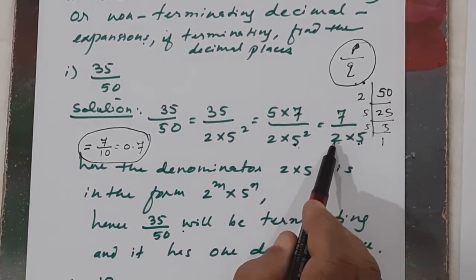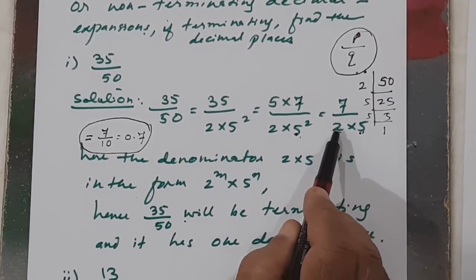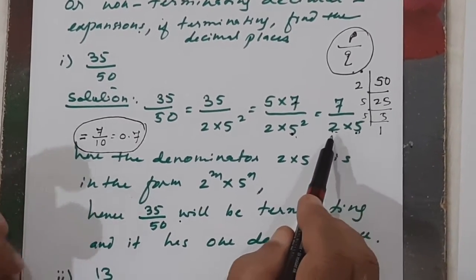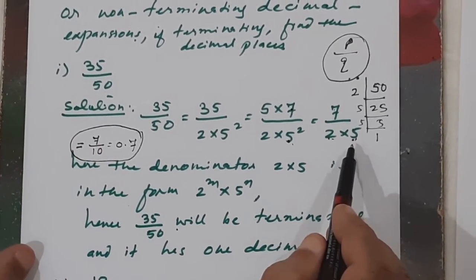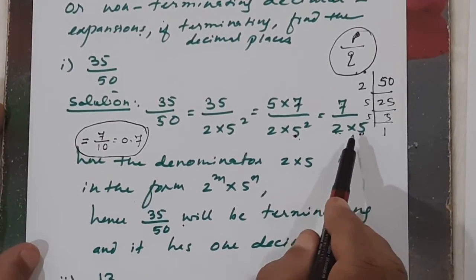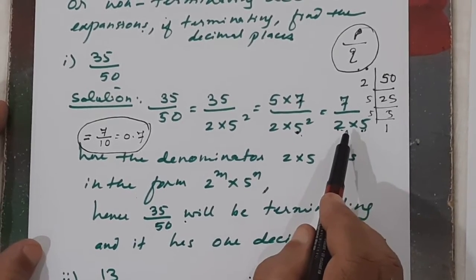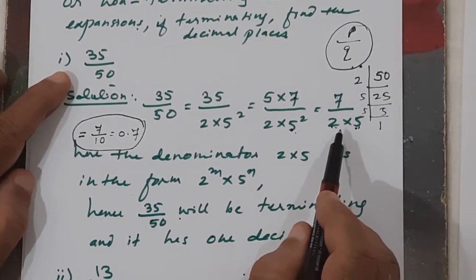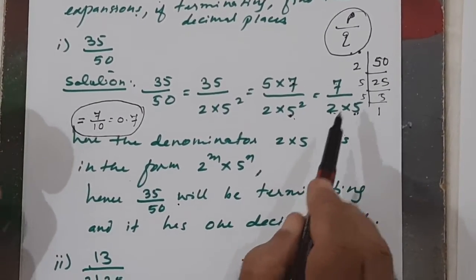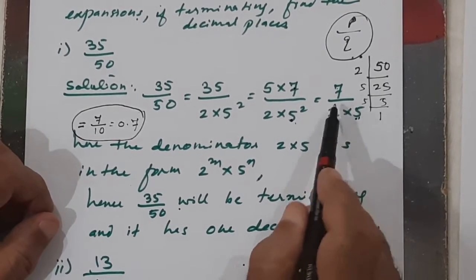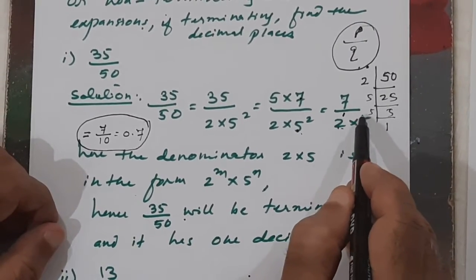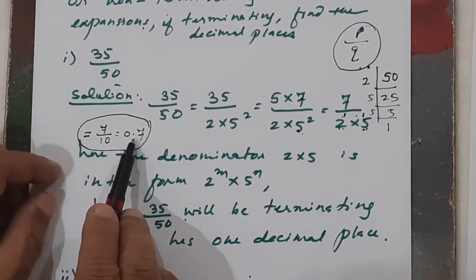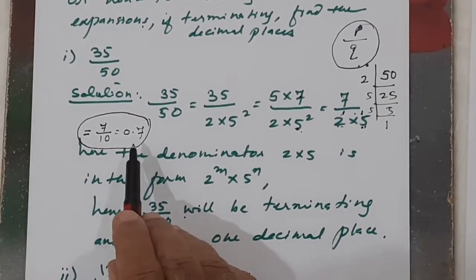Remember one thing, very very important. If the denominators have factors 2 or 5, either 2 or 5 or both, then they will have terminating decimal places. I mean the rational number will have a terminating decimal expansion. And how many? See, 2 into 5. So what is the power here? It is 1. The power is 1. And if the power is 1, then 1 decimal place will be there. If the power is 2, there will be 2 decimal places.